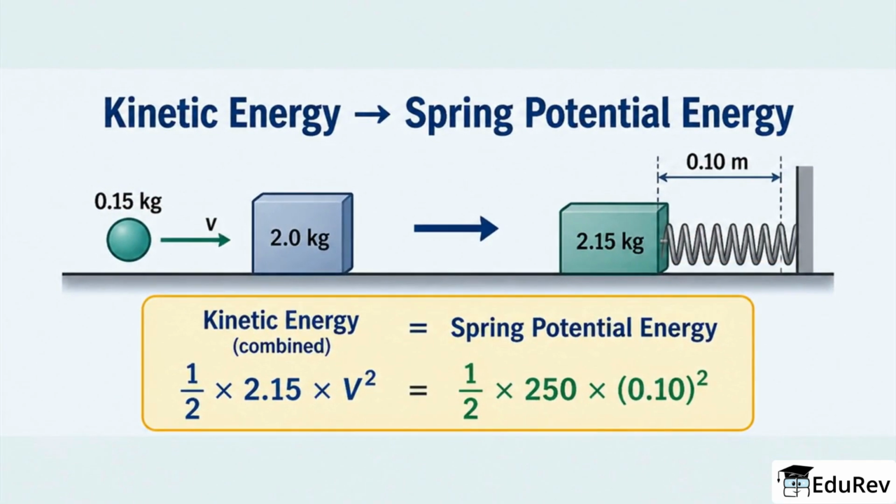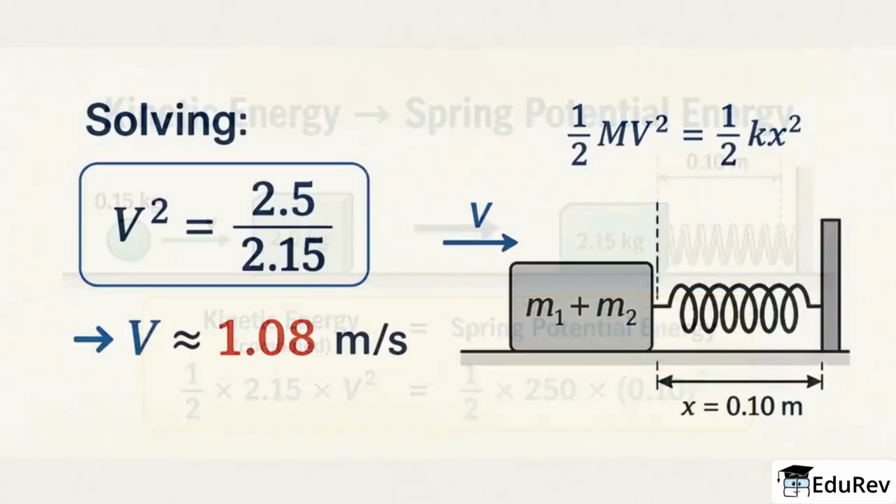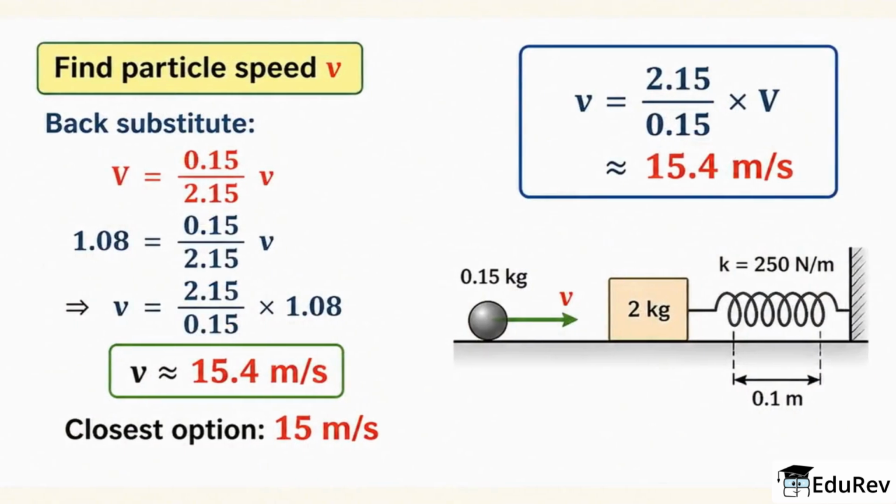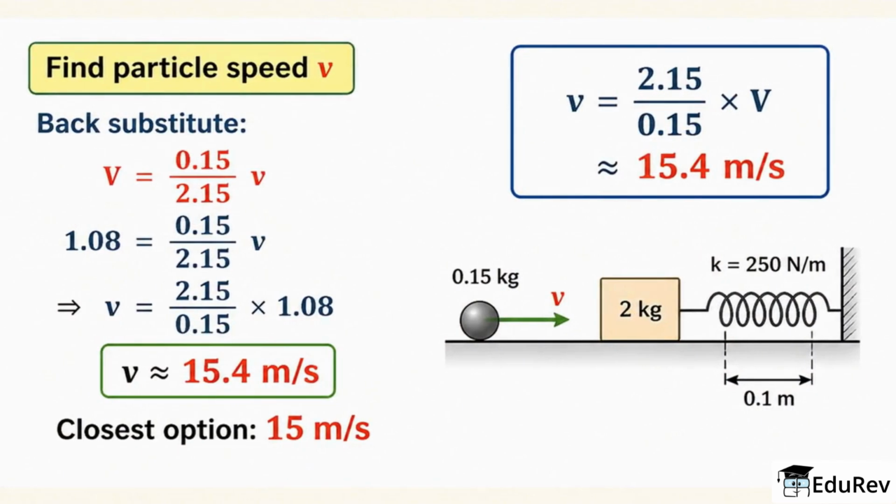Then the combined kinetic energy becomes spring potential. So 1/2 times 2.15 times capital V squared equals 1/2 times 250 times 0.1 squared. Solving gives capital V squared equals 2.5 divided by 2.15. So capital V is about 1.08 meters per second. Now back substitute to find v equals 2.15 divided by 0.15 times capital V, which gives v about 15.4 meters per second. So 15 meters per second is the closest option.